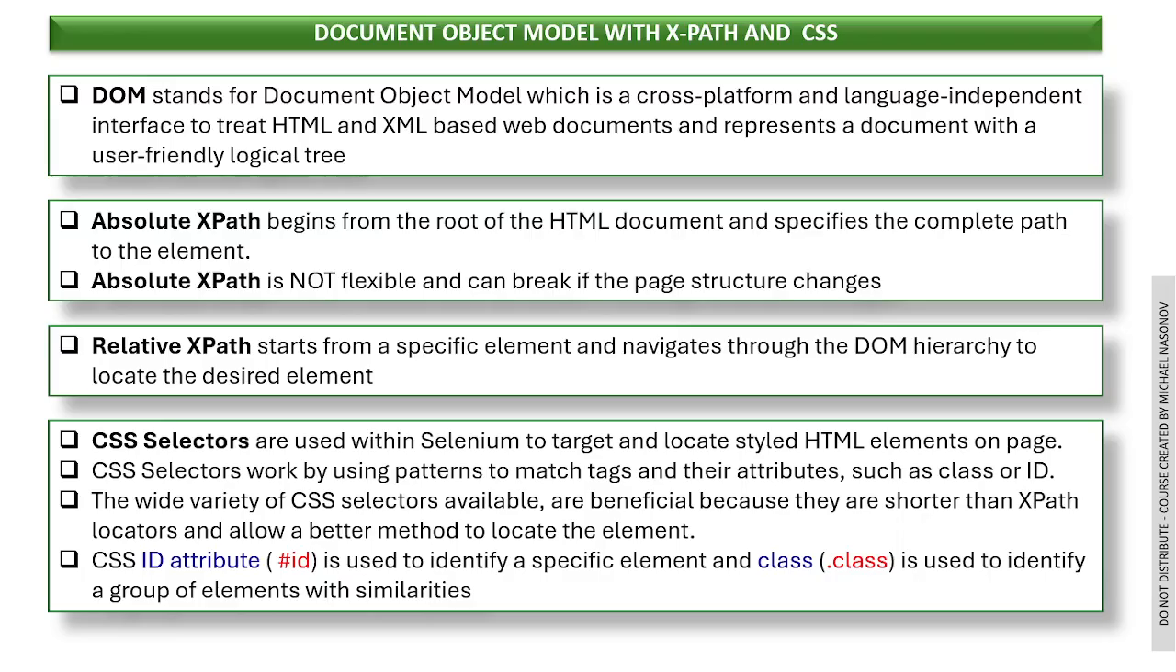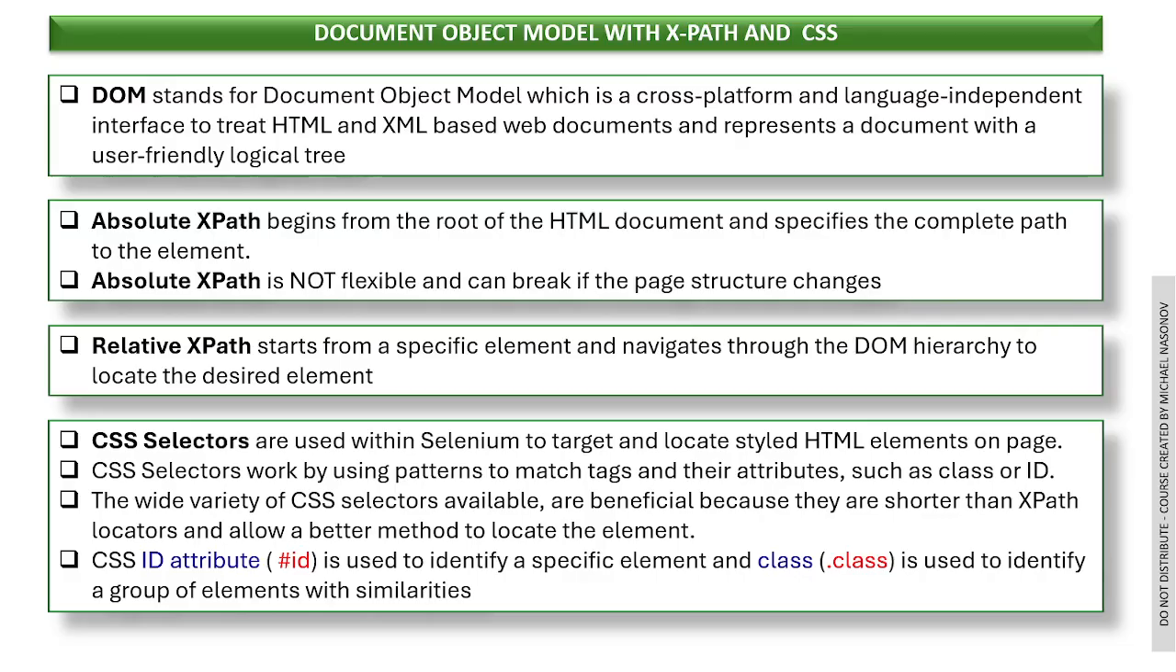CSS selectors are used within Selenium to target and locate styled HTML elements on a page. CSS selectors work by using patterns to match tags and their attributes, such as class or ID. The wide variety of CSS selectors available is beneficial because they are shorter than XPath locators and allow a better method to locate an element.